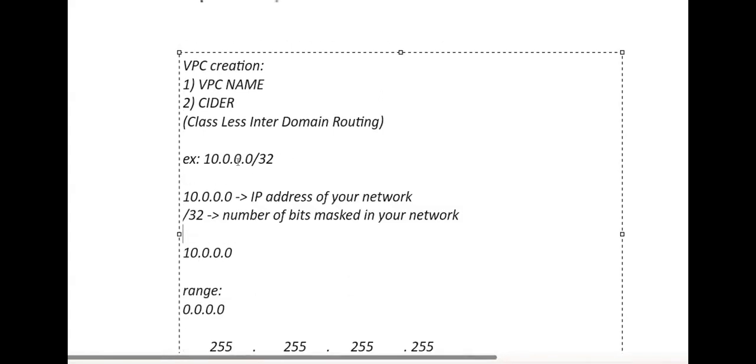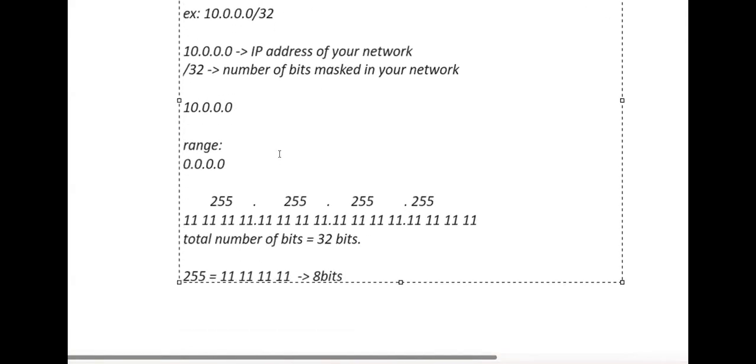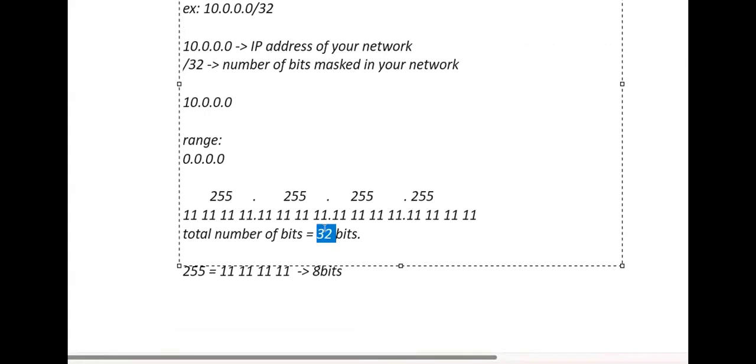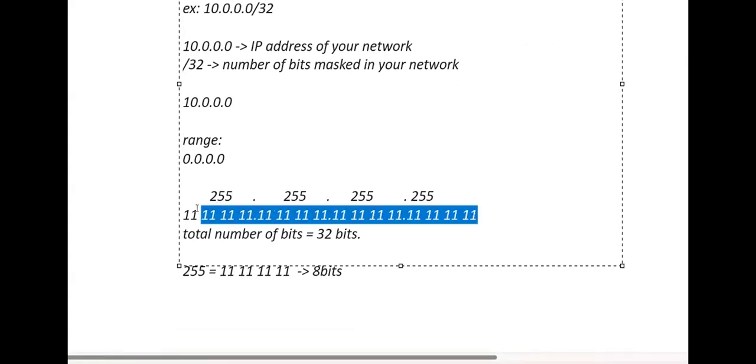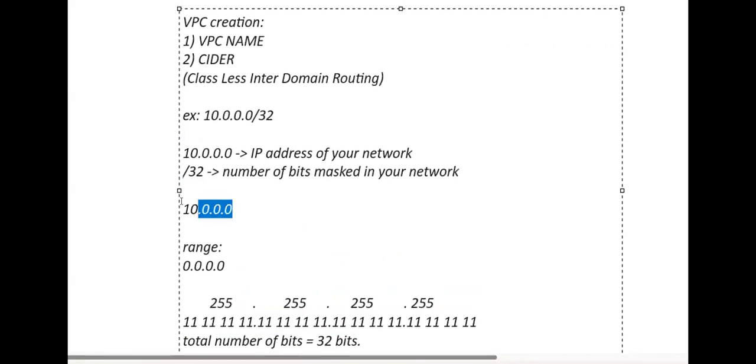Now, in this particular example, I have written 10.0.0.0. This is my network address, and this 32 represents how many bits we have masked. So the total number of binary bits I have is 32. Let's say I have masked all of these, so I am not allowed to change even a single bit. Can I say how many IP addresses you got? Only one, right? That is this.